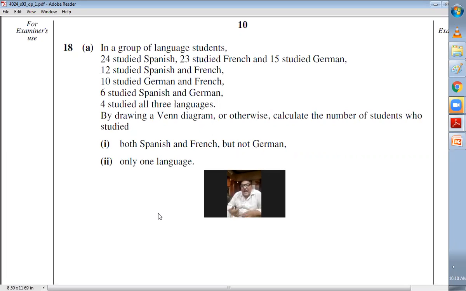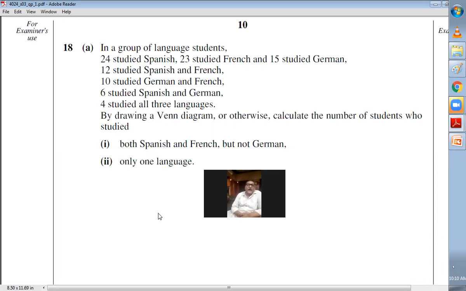It means S intersection F equals 12. So members in that will be 12. So German G intersection F, that will be 10, and S intersection G, that will be 6, and S intersection F intersection G, that will be 4. 4 studied all 3 languages.